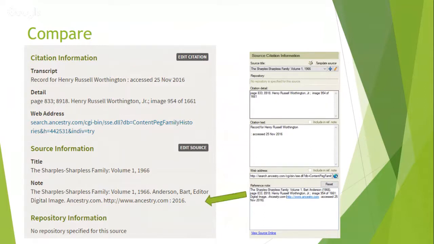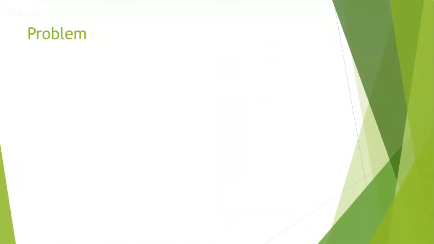The next is the problem, where I have the reference note and it's in the note screen in Ancestry Member Tree, and I'm going to blow them up so you can see the detail and see the difference. So I'm going to do that.